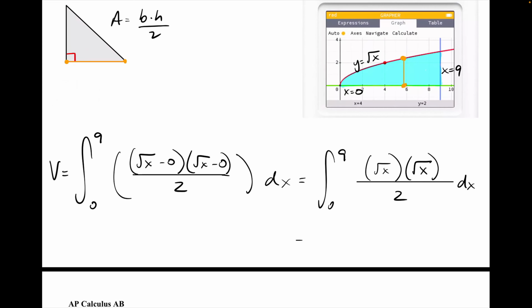Calculator time. 20.25. Verify, you can get 20 and a quarter, 20.25.